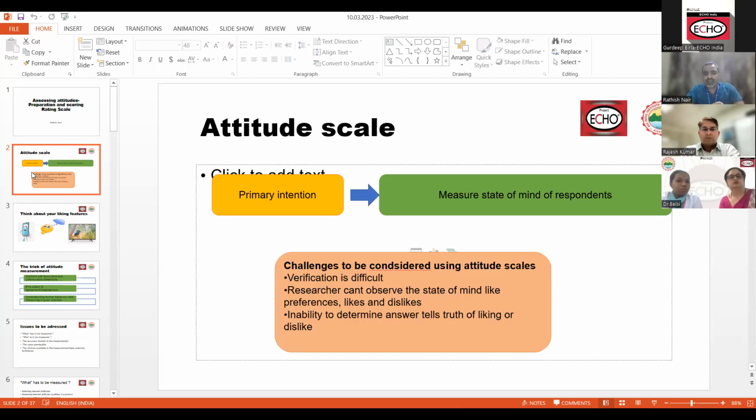The first attitude scale: the primary intention of having an attitude scale is to measure the state of mind of the respondents. That is mainly the purpose of any attitude scale. You are looking at measuring the mind of the respondents. And many times it is attitudes and beliefs that come up.